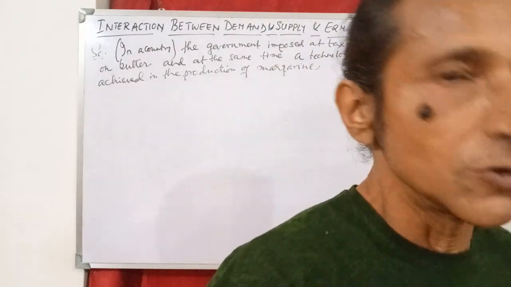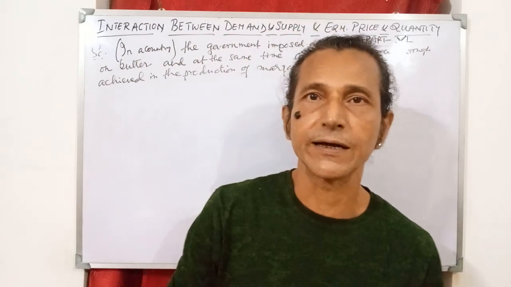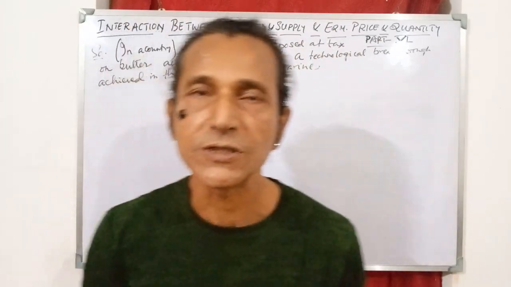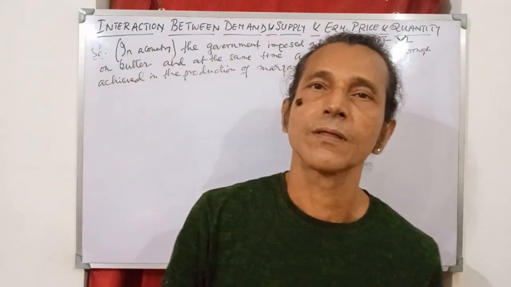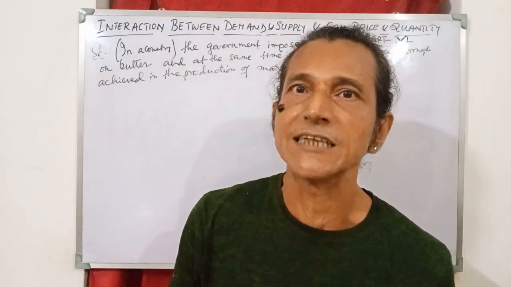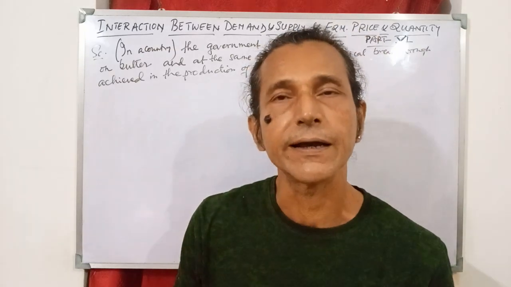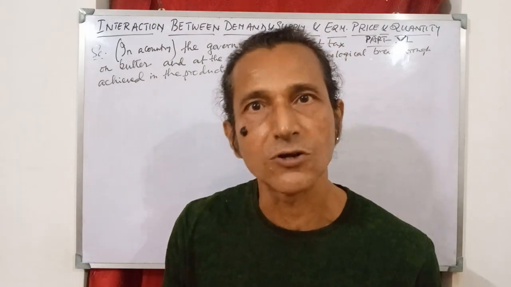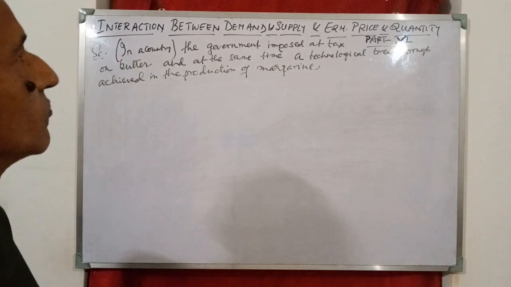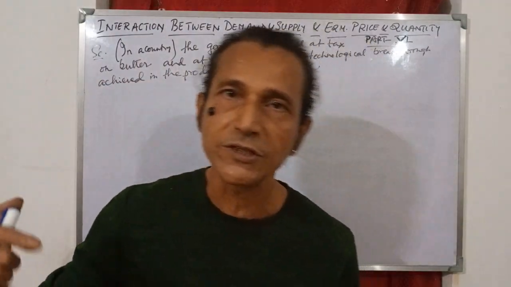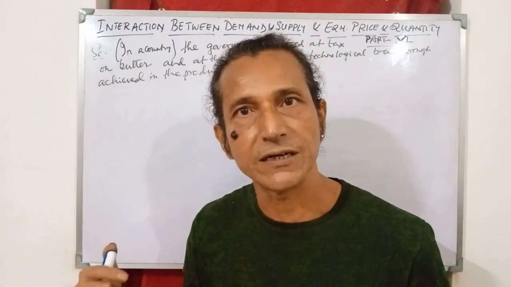So, two things have happened. Number one, in a country, the government has imposed a tax on butter, and at the same time, in that country, a technological breakthrough has been achieved in the production of margarine. Now remember, butter and margarine are substitute commodities. The question is, what will be the impact of imposition of tax on butter market as well as margarine market?